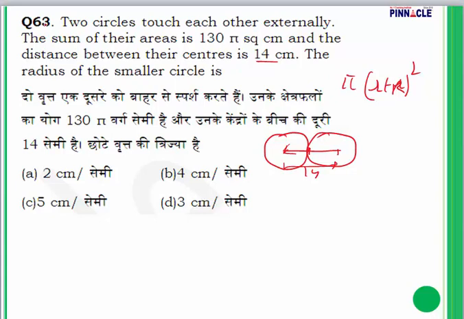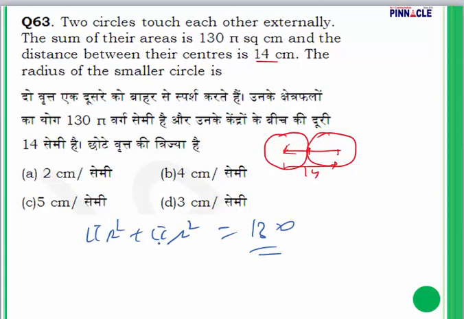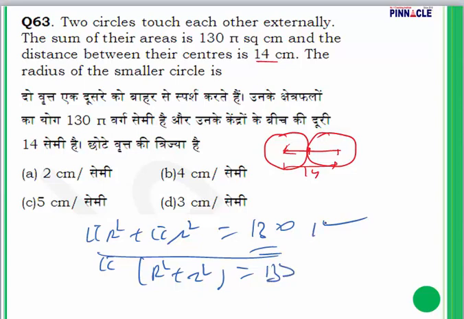Or in other words, you can write in that format: pi r square and pi r square, we have to make it 130. Now you can take pi common, and r square plus r square should be 130. So pi cancels, the sum of squares of these two should be 130, and r plus r should be 14.